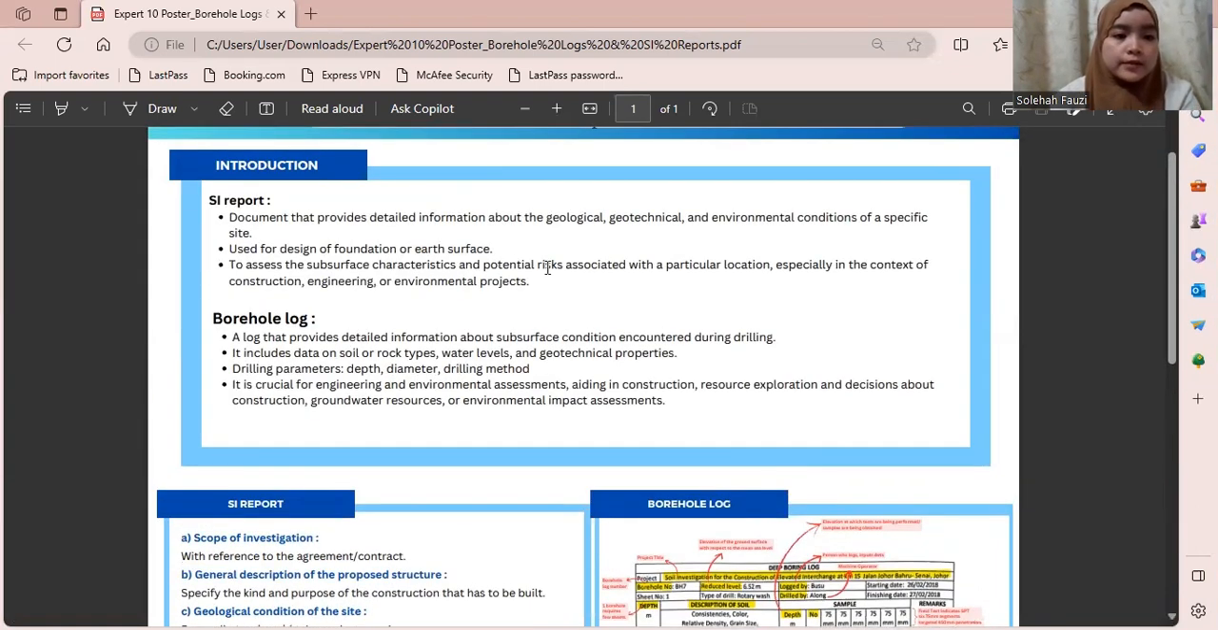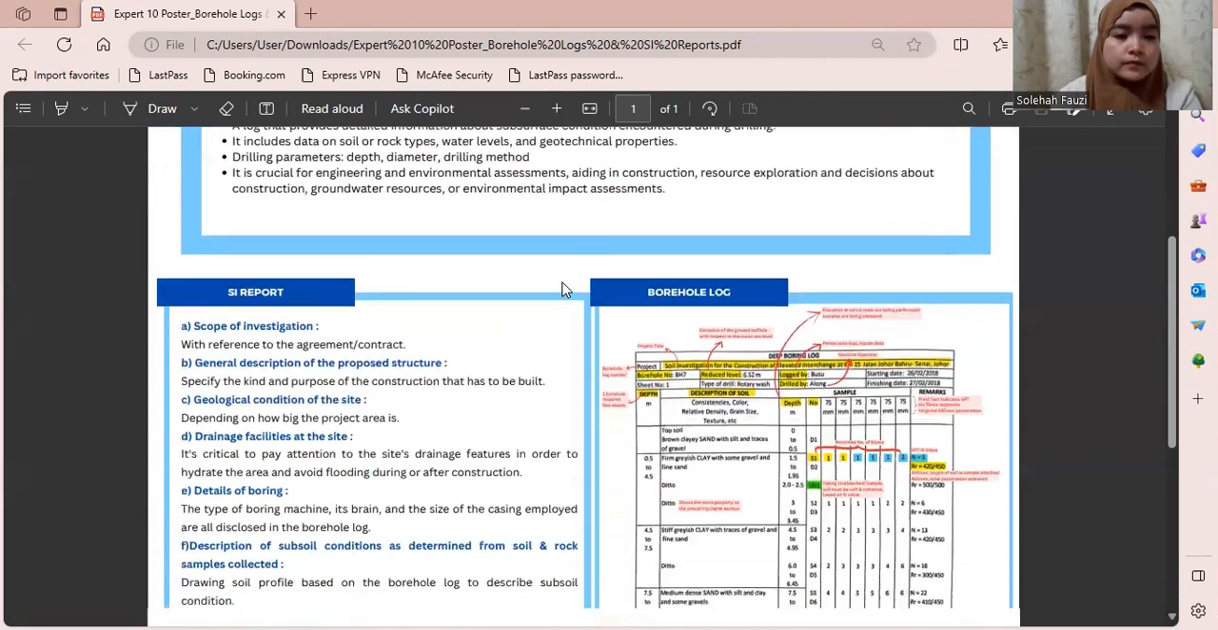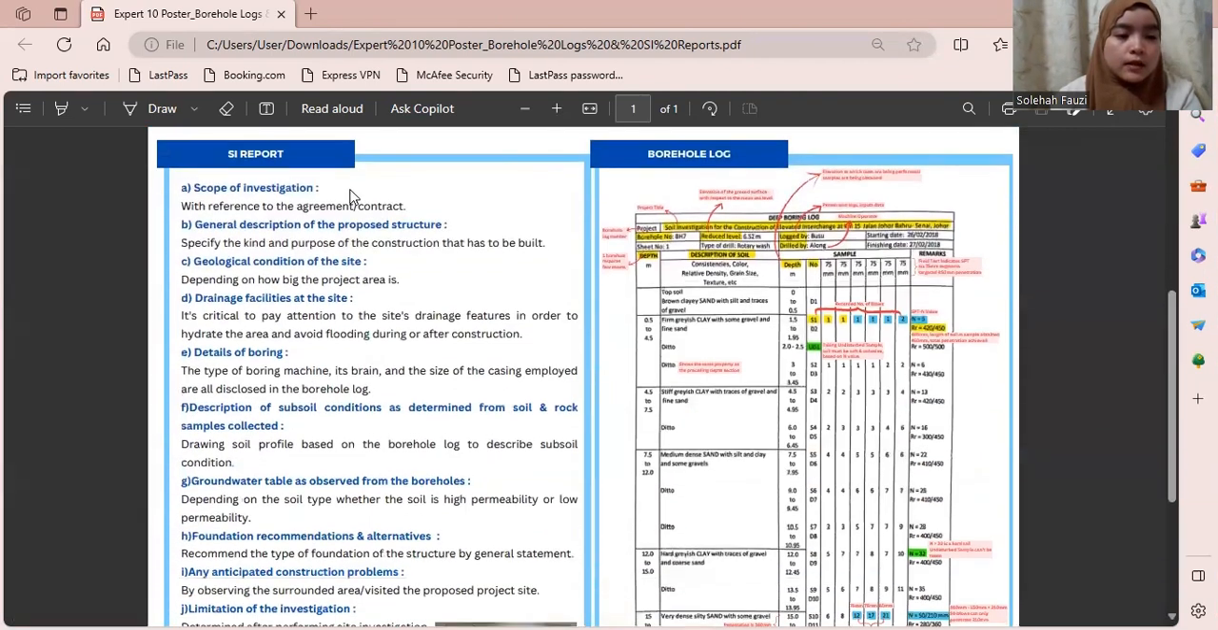Next part is the SI report. An SI report is a document that provides detailed information about the geological, geotechnical, and environmental conditions of a specific site. It is used for the design of foundations or earth structures, to assess the subsurface characteristics and potential risks associated with a particular location, especially in the context of construction, engineering, or environmental projects. There are important things that need to be included in an SI report.